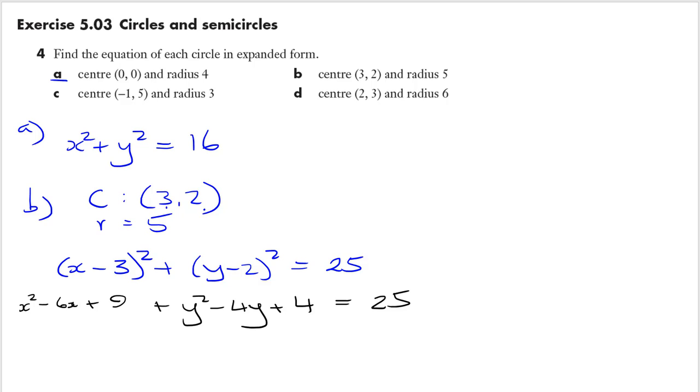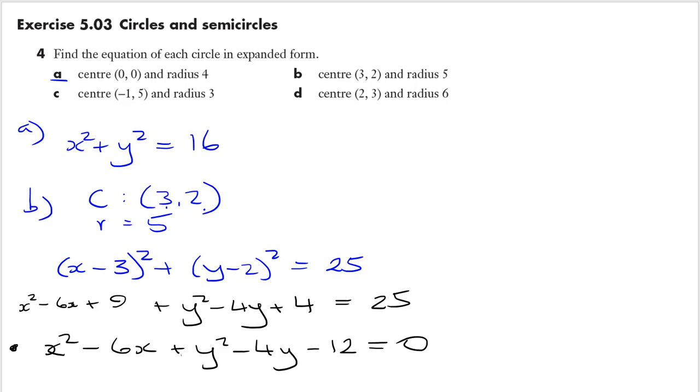The last thing to do is put your x terms together, then bring your y terms together and add the 9 and the 4, that'll be 13, take away 25, bring everything over to this side, so 13 take away 25 will be minus 12, and that there is your answer.